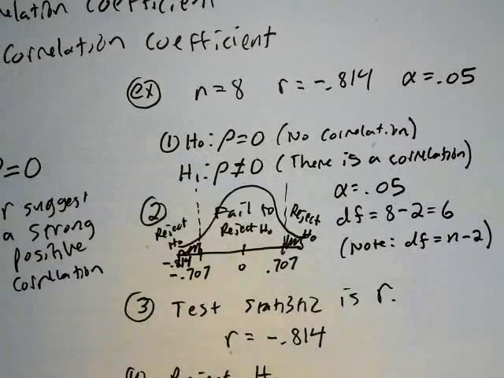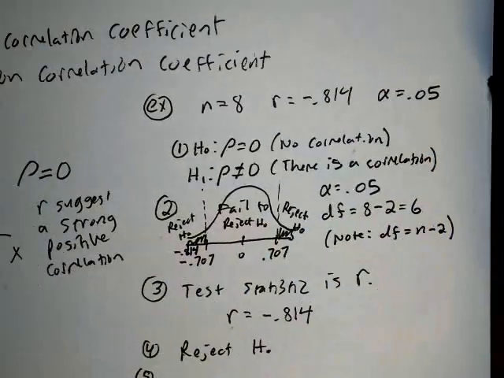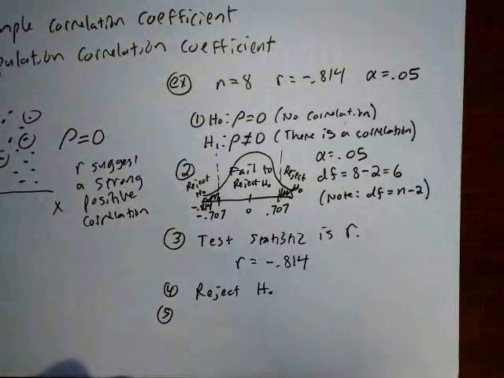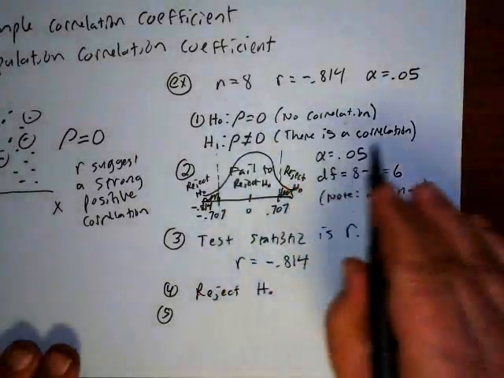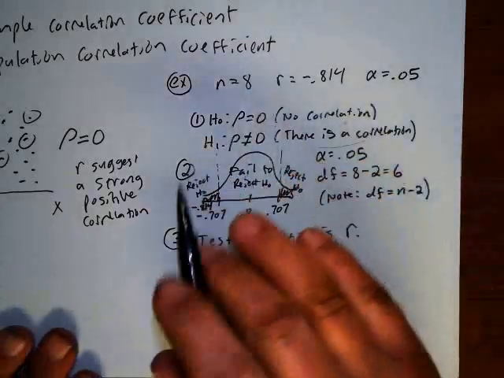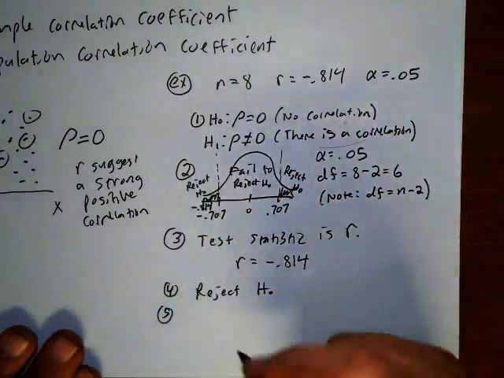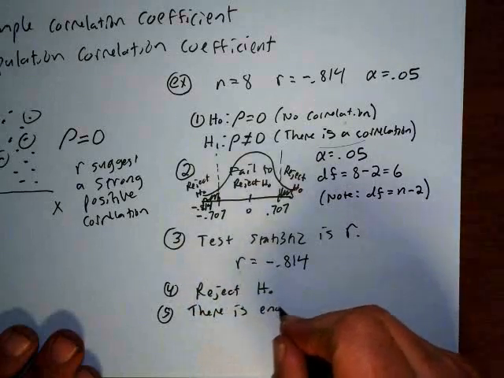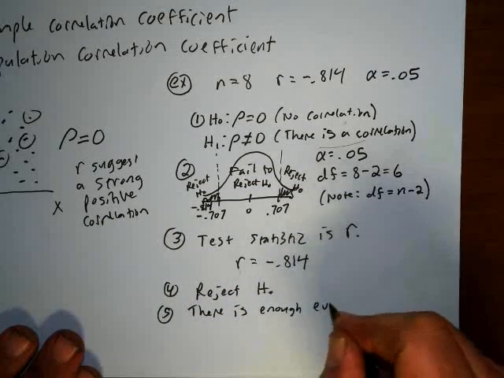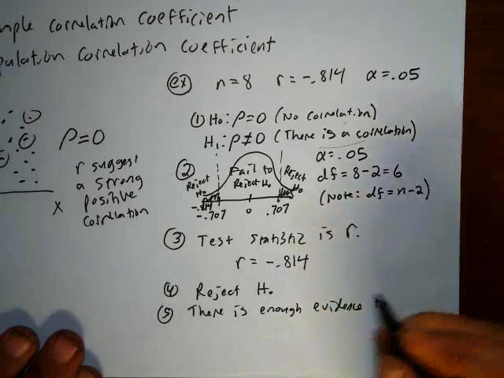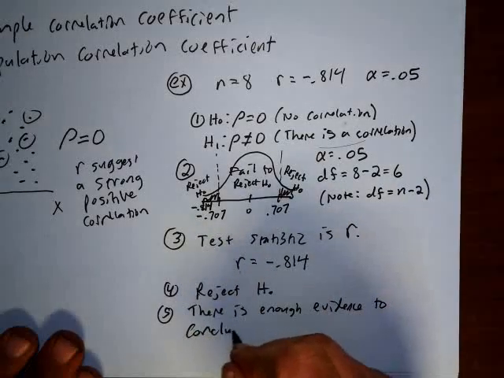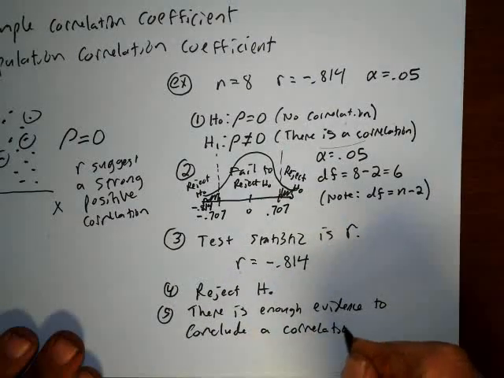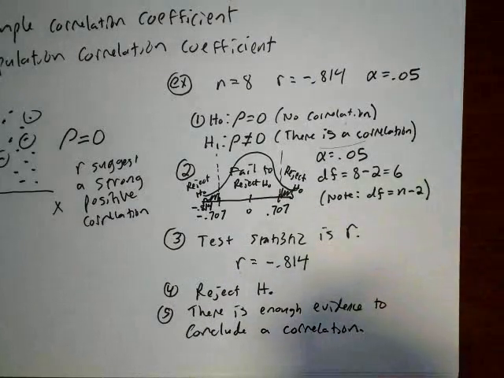And whenever you reject H naught, that means there is enough evidence to conclude the alternative. In this case, the alternative is always that there's a correlation. So there is enough evidence to conclude a correlation. And that's the end of the test.